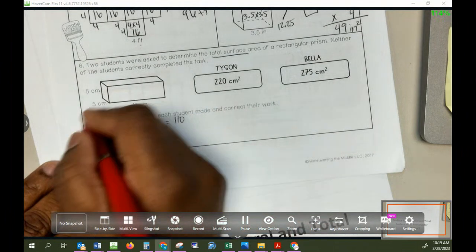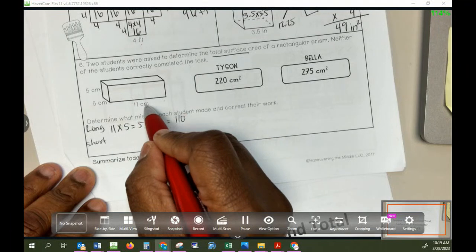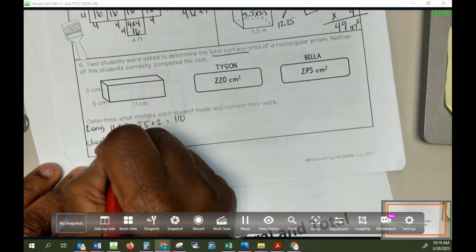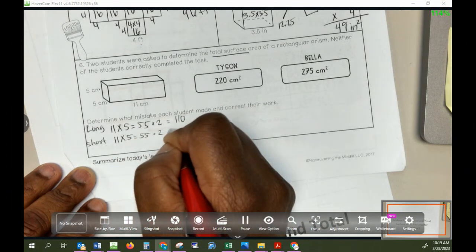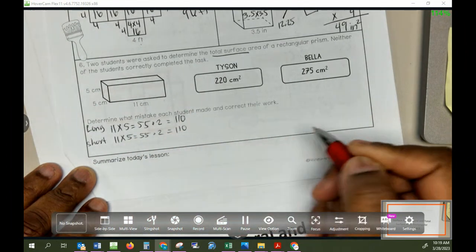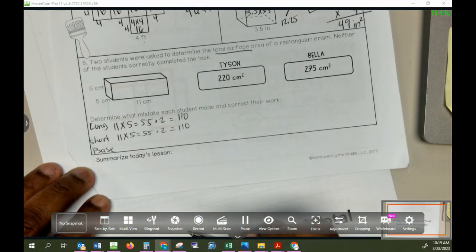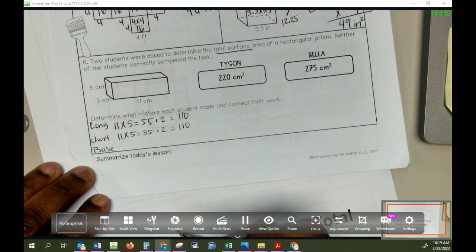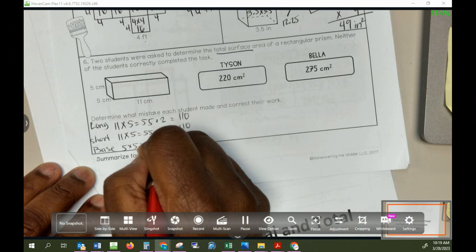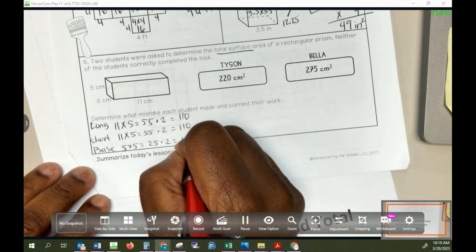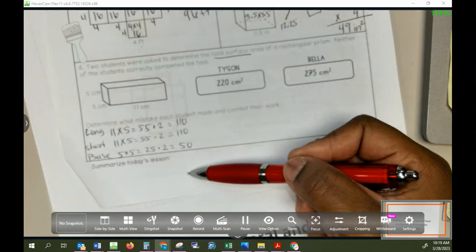And then even though it's not a short side, we'll keep the same language. Short, that's still going to be 11 times 5, which is 55, times 2, that's 110. And what about for the base? What do we multiply for the base? 5 times 5, which is 25, times 2 is 50. So this is what is correct.